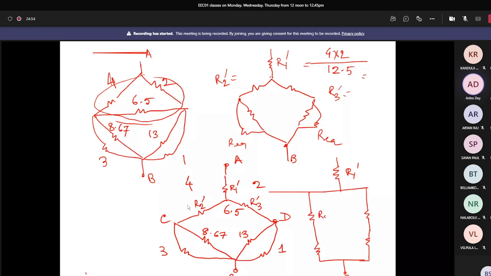So this is R2 dash, R3 dash, and if you get the equivalent, it is 8.67 parallel 3 and then 13 parallel 1. So then you can get it straightforwardly once you calculate this. Okay. Hope it is clear now. Yes, sir. It is clear.